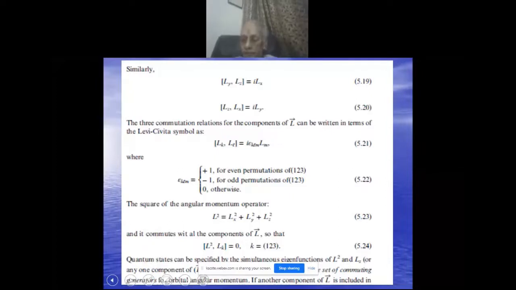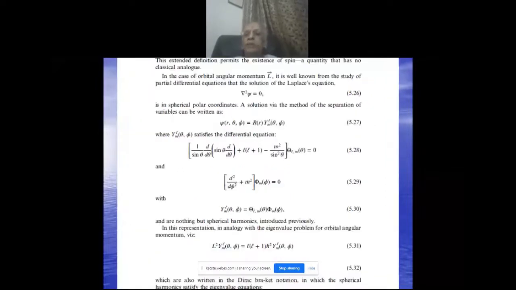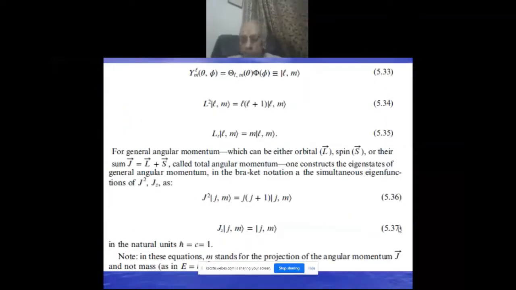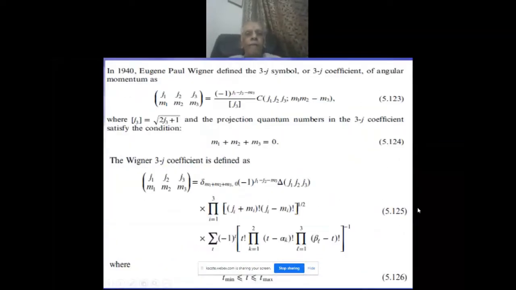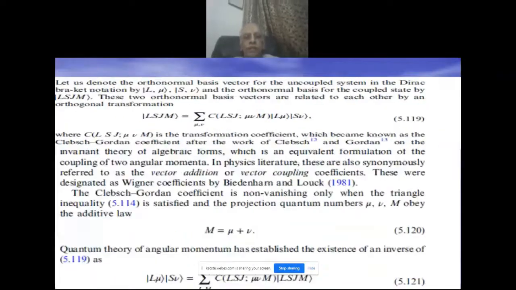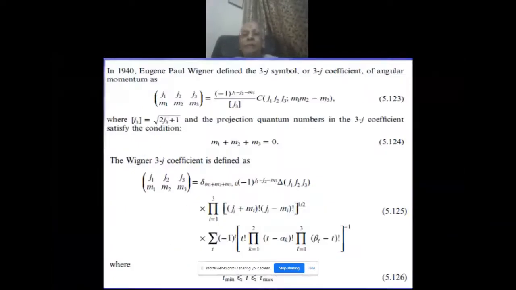Now, if you look at the commutation relation of L squared with Lx, or L squared with Ly, or L squared with Lz, you will find that they commute. So that is known as a commutation relation which is satisfied by, wait a second.